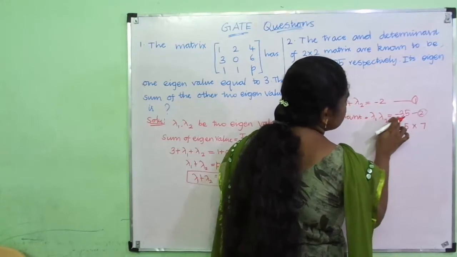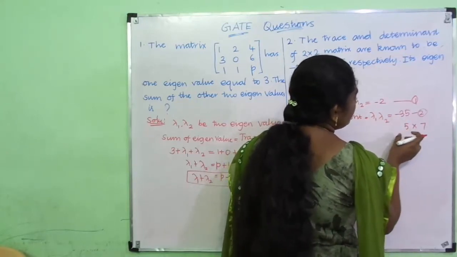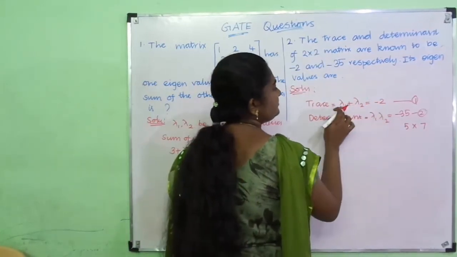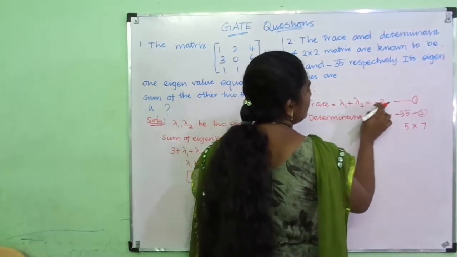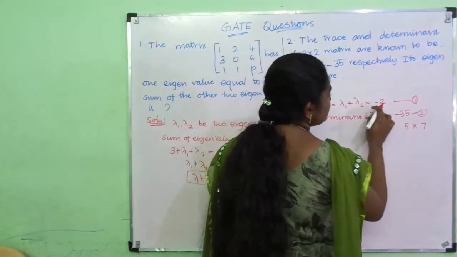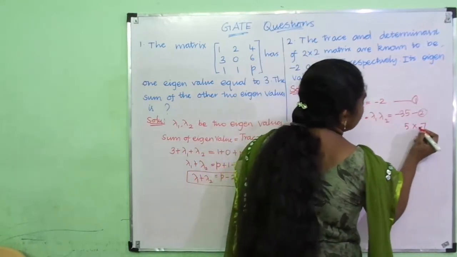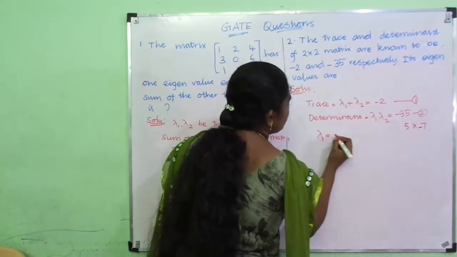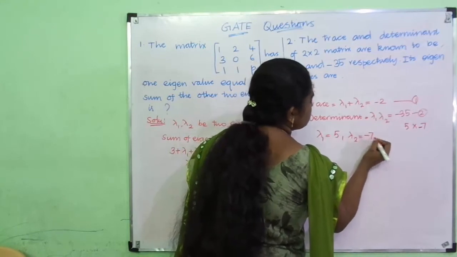There is a minus sign. We have to give this minus to 5 or 7. Which number can we give the minus? Look into the first equation. Lambda 1 plus lambda 2 is equal to minus 2. So, if the greater value has the minus sign, we will get minus 2. So, we are giving minus in this place. So, the lambda values are lambda 1 is equal to 5, lambda 2 is equal to minus 7.